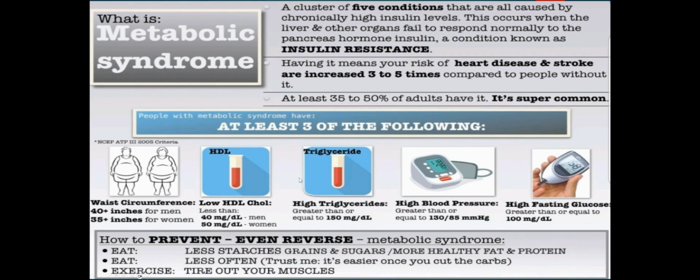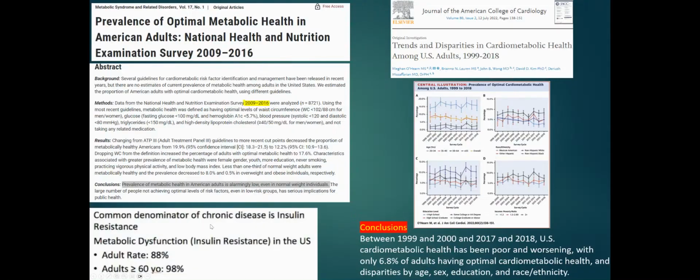So even if you have one of them, then you have insulin resistance, and that is something that has to be improved. And a simple approach is to eat fewer starches, grains, sugars, or processed food, and eat more healthy fat and protein, and exercise. Basically, tiring out the muscle and increasing the muscle mass, but also eat less and use fasting techniques that are out there. So why is this very important?